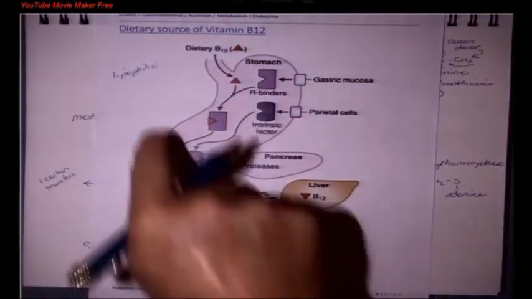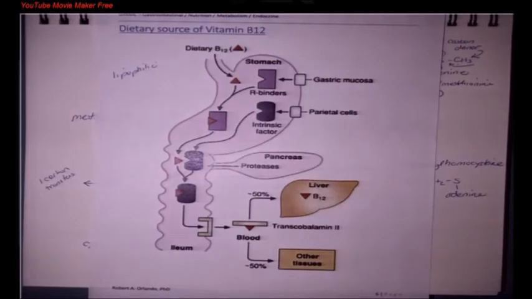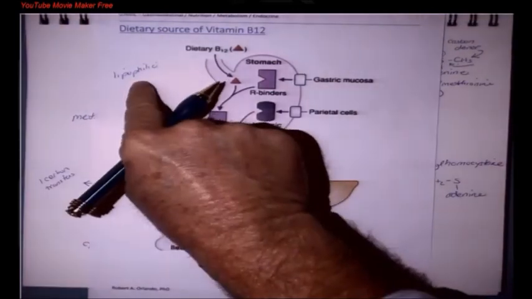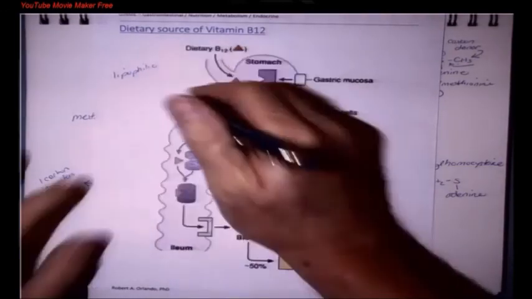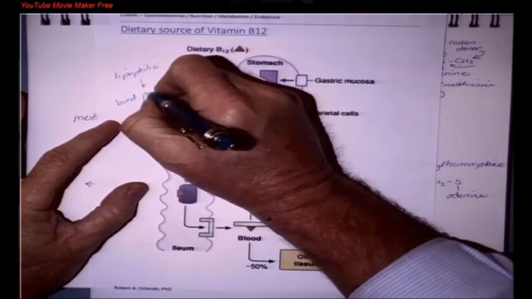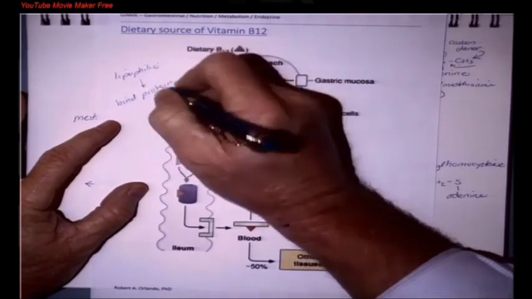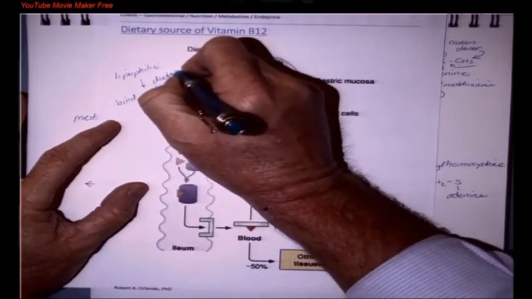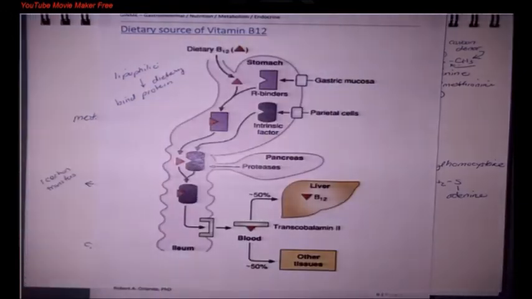It actually has a ring that's even more complex than a heme ring and hemoglobin. But it tends to be very lipophilic, which means that it is going to bind avidly to protein. And we're talking about dietary protein. So it binds so tightly to dietary protein that we cannot get that B12 off of that protein and absorb it.